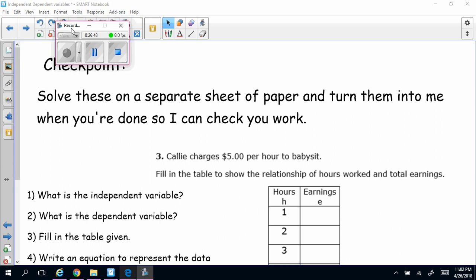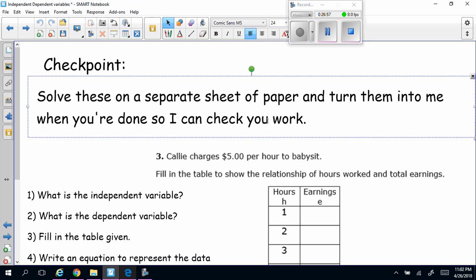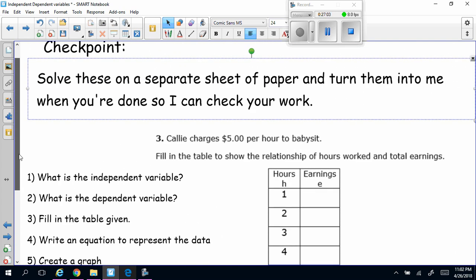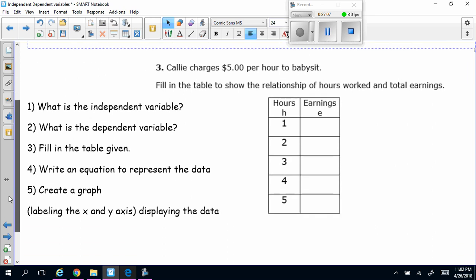Now, the checkpoint for the day is I want you to solve these on a sheet of paper and turn them in to me when you're done so I can check your work. Go ahead and pause the video, and when you're done with this, go ahead and check in with me. All right.